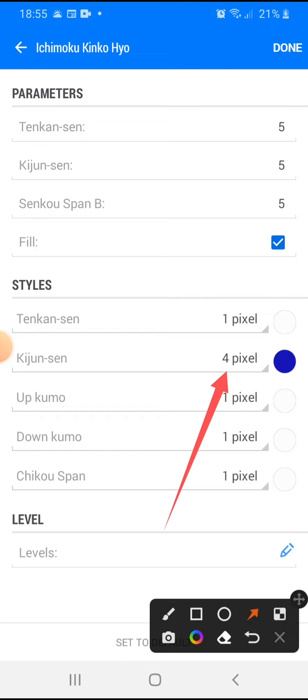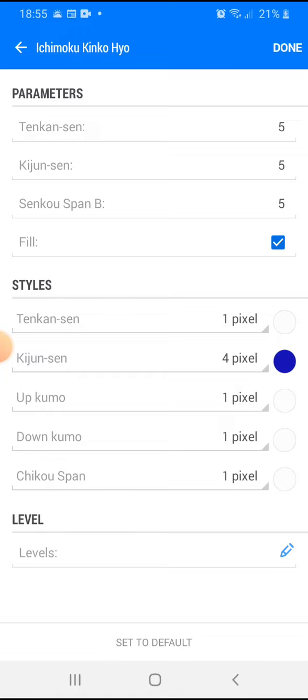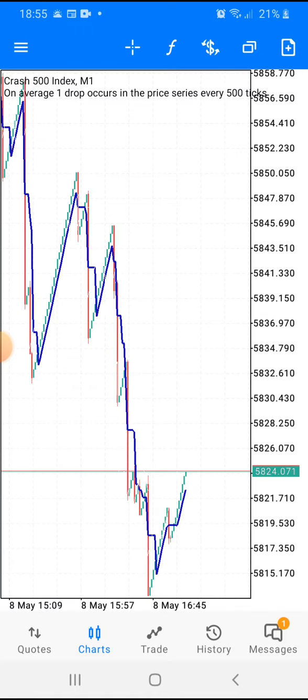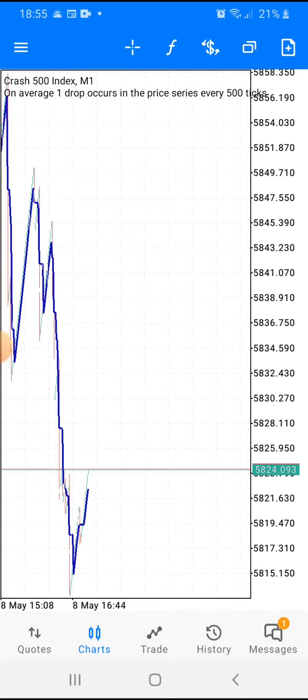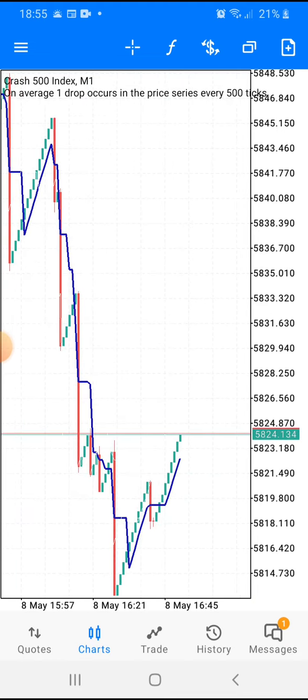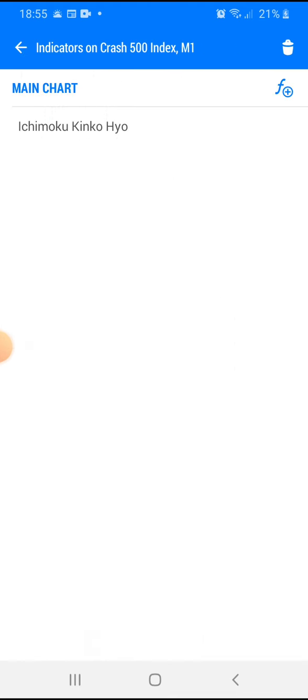This is the most important part. Make sure that all the other lines have the color of your background. Only the Kijun-sen must have the color of your choice. Then when you're done, you click done. Then I now have my Kijun-sen on the main chart. Then I'll go to that F icon.